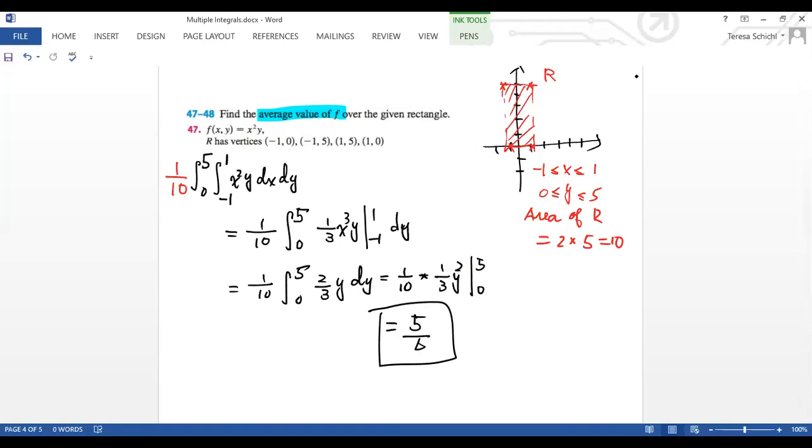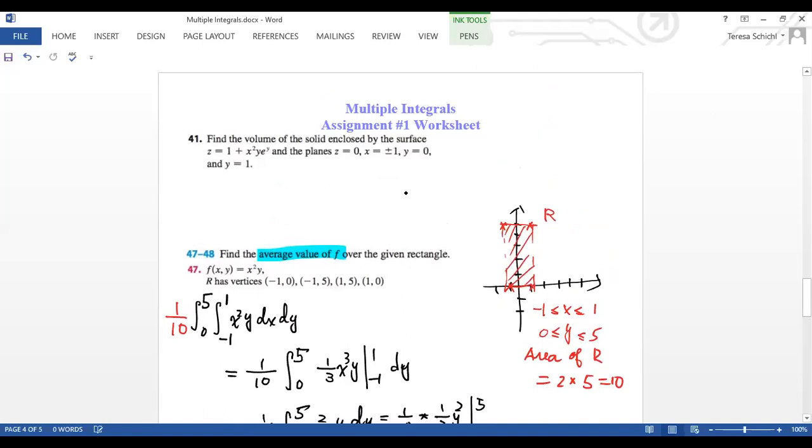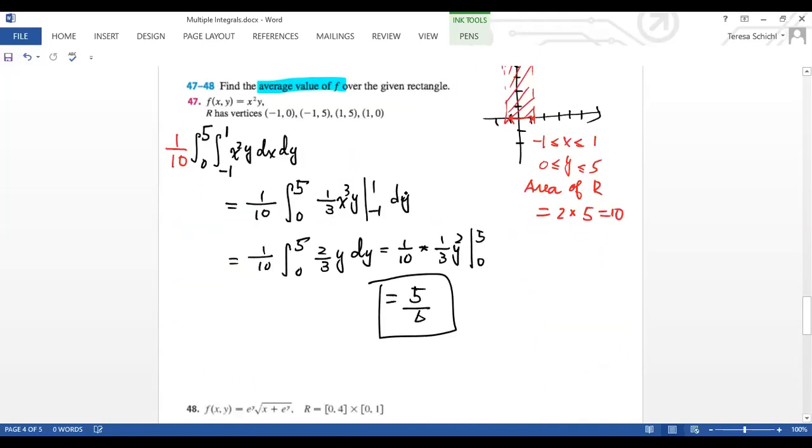So as I said, this worksheet is pretty straightforward. It's very, very mechanical, so just try to do it. The problems over a rectangular region are pretty straightforward. Okay, that's it. I hope this helps you some with these sections.